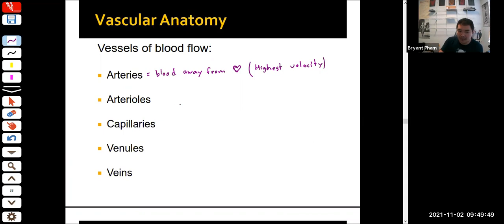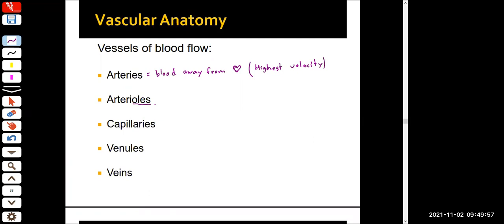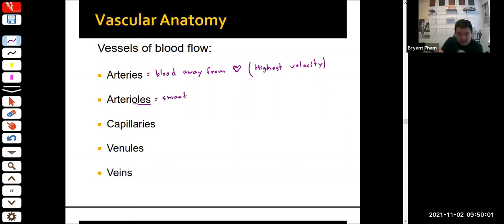Your arterioles, this should ring a bell. What do you know about them? They have smooth muscle. Nice. Okay. And these have the highest resistance.